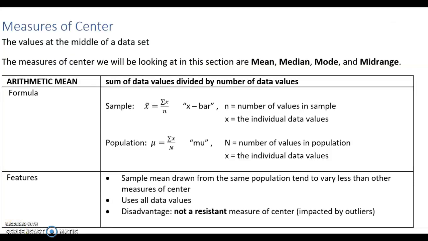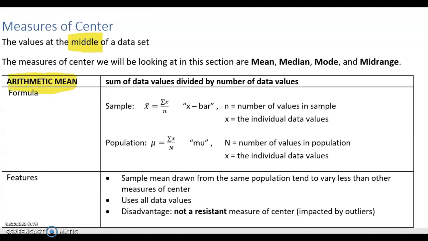Now, what are measures of center? Well, they are values at the middle of a set of data. So there are different ways that we can measure the middle of our data. The measures of center that we're going to look at in this section are mean, median, mode, and mid-range. And as you can see here, we're starting with the arithmetic mean.